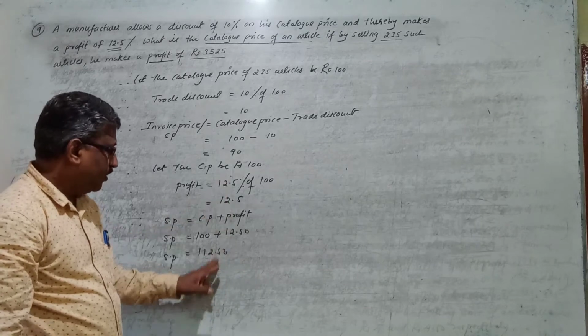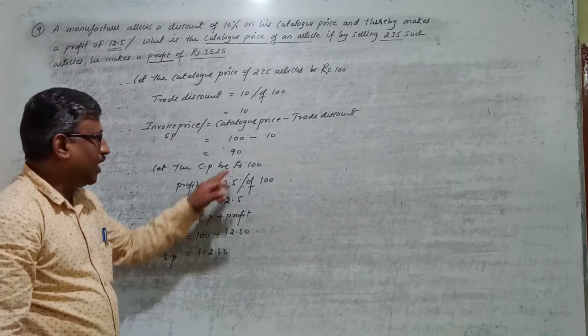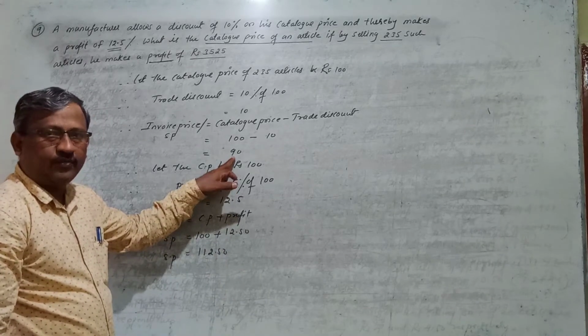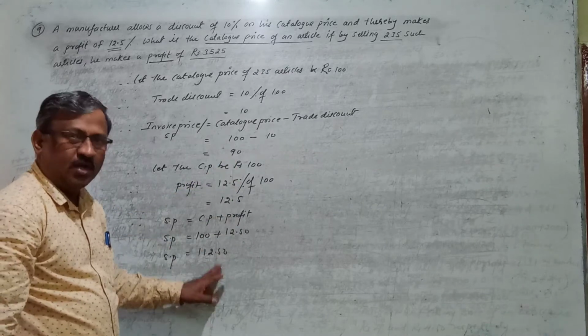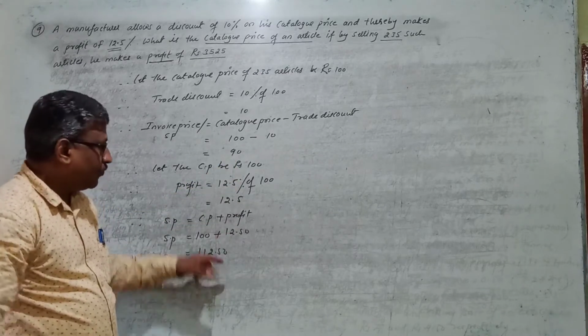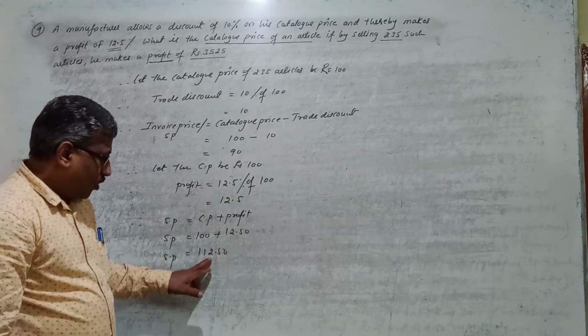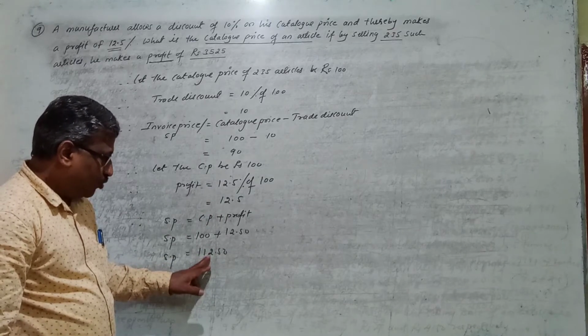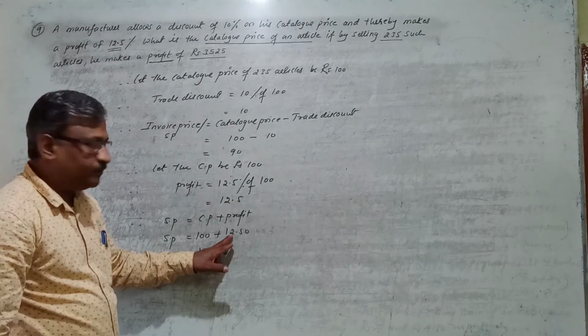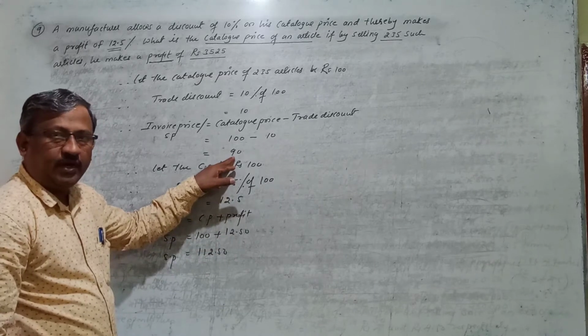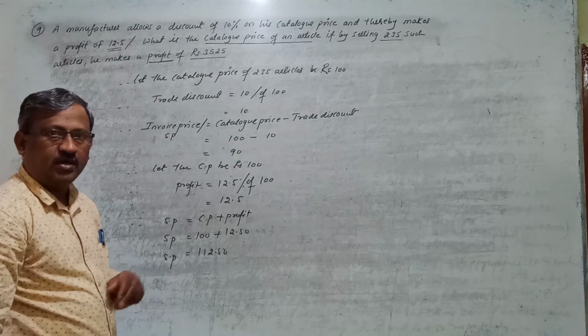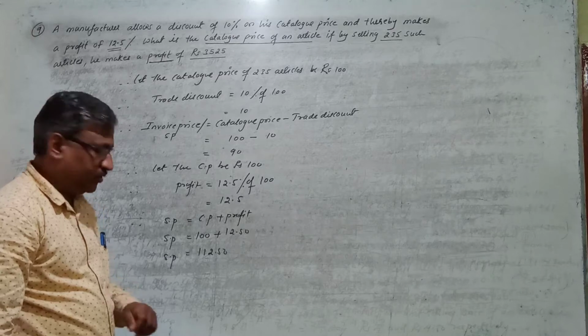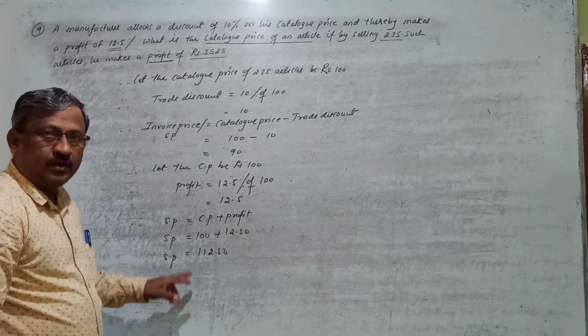So why are we assuming this? That reason you have to remember. To calculate the profit out of 90 rupees, this assumption we have done. So as per this assumption, if this selling price includes 12 rupees 50 paise profit, what is the profit included in 90 rupees? For that we need to put the equation. So let's put the equation.